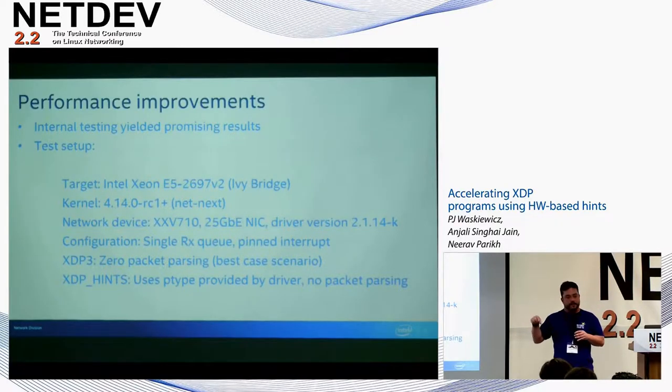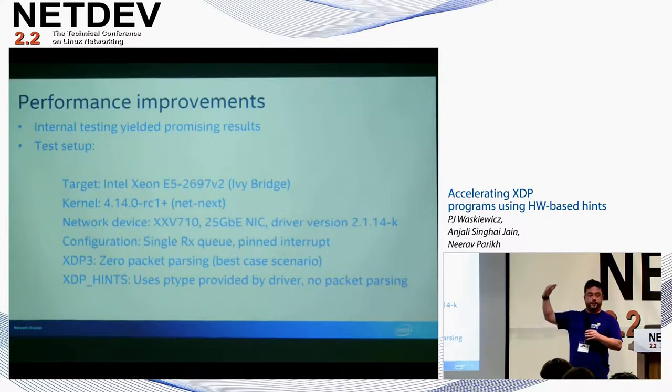XDP3 was a modified version of that. We wanted to see what is the absolute fastest way that we can drop a packet. So we said, we're not going to parse the packet at all, and we're just going to drop it. So this should show the delta between what is the hit by reading the packet buffer itself. Then XDP hints is a modification of XDP1, which still goes ahead and checks if it's an IPv4 packet, but uses a hint that's provided by the driver. So don't parse it in the XDP program.